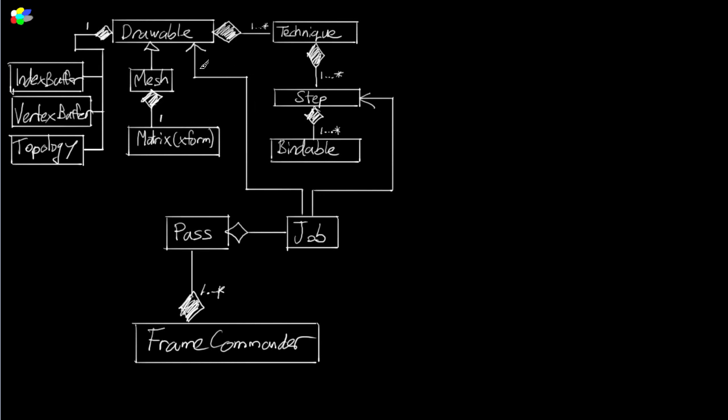The way the thing works is, when you're traversing the scene graph, you pass in a reference to the frame commander, and that reference propagates down through the scene graph, and when you call draw on a mesh, you pass in the frame commander reference. That gets passed through the technique to the step, and then the step will submit itself to the frame commander, which will put that job into the correct pass. And then after you're done traversing the scene graph, you call execute or whatever on the frame commander, and the frame commander executes all the passes.